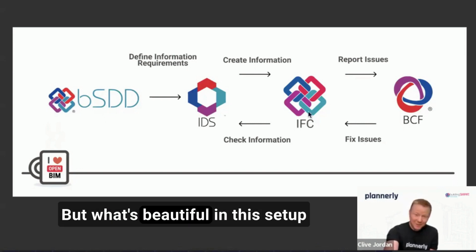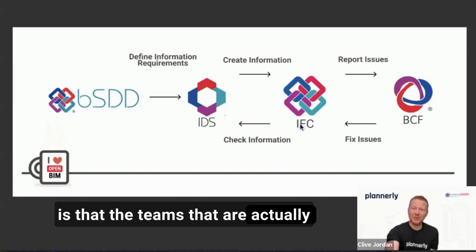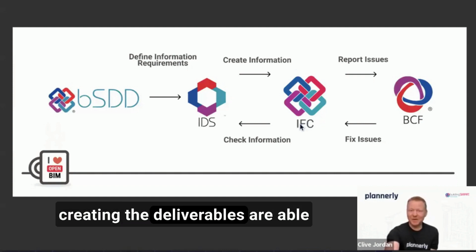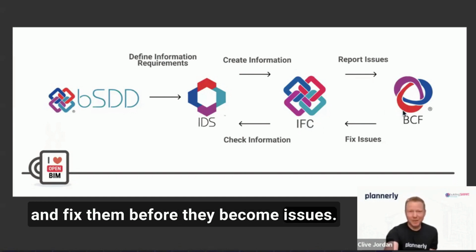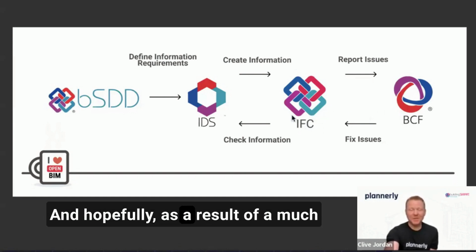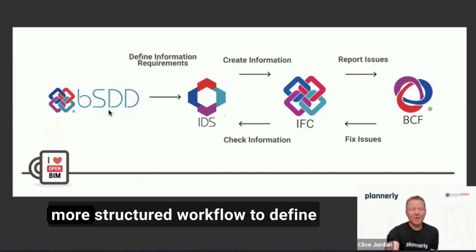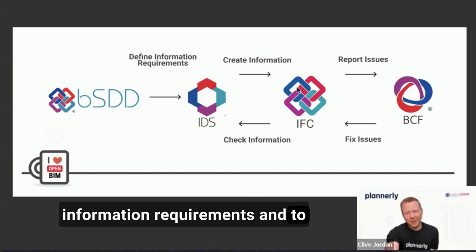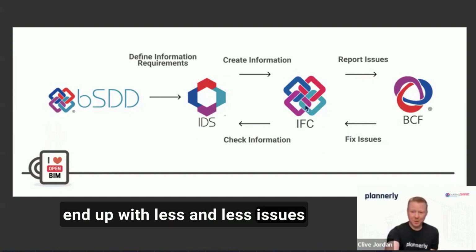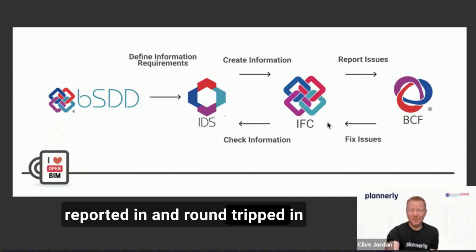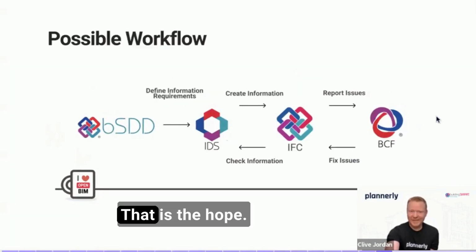But what's beautiful in this setup is that the teams that are actually creating the deliverables are able to see where the gaps are and fix them before they become issues. And hopefully, as a result of a much more structured workflow to define information requirements and to create better deliverables, we will end up with less and less issues reported in and round tripped in this workflow. That is the hope.